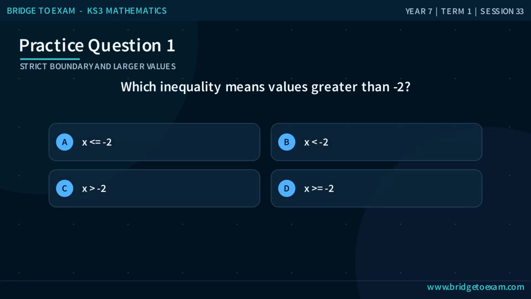Practice question 1. Which inequality means values greater than -2? Option A is x less than or equal to -2. Option B is x less than -2. Option C is x greater than -2. Option D is x greater than -2. Pause. Decide whether the boundary is included and which direction the values extend.